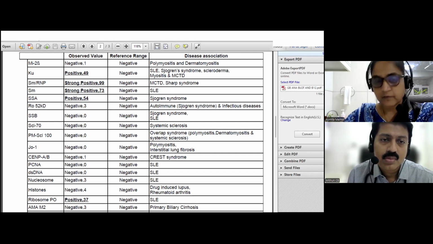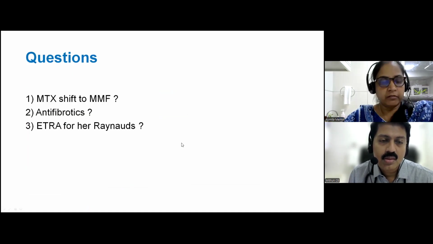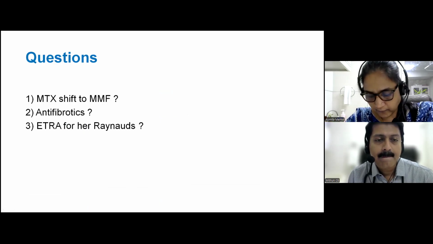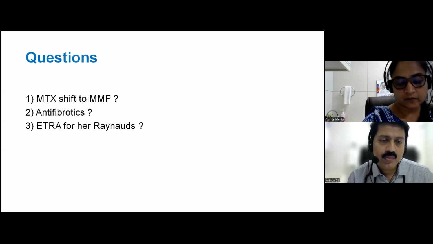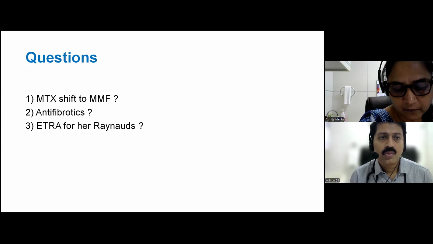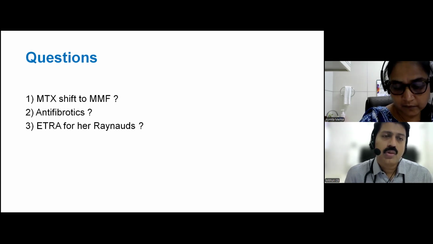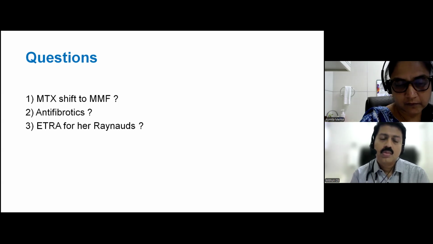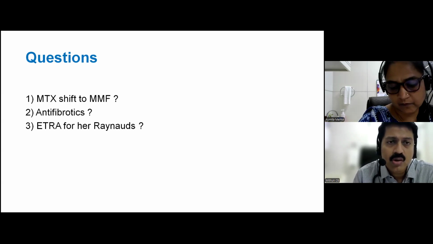With all these antibodies positive, overlap looking, and she's in so much pain, would you also agree with the shift from methotrexate to MMF? Antifibrotics are not difficult to start her on, but I have just one lung function. And should we give her ERA for her Raynaud's? And what's the prognosis here, basically, Mithun? Prognosis is not that bad, sir. It is a comparatively good prognosis compared to scleroderma. Usually, overlap syndrome ILDs have a better prognosis, especially SLE.